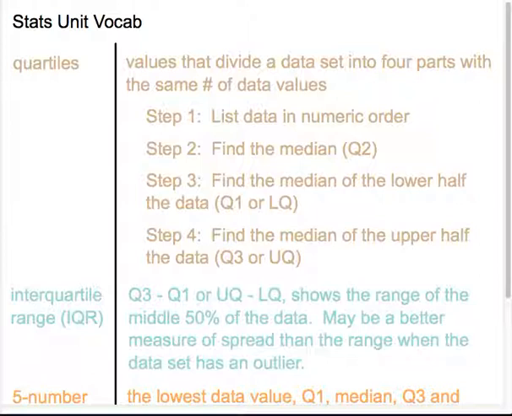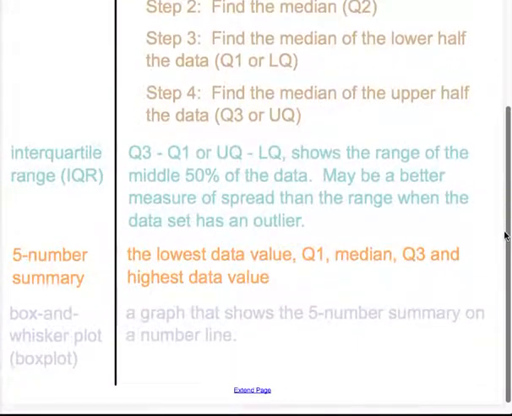There's also something called the interquartile range, and that is quartile 3 minus quartile 1. That's why I typically refer to them that way. You may also see them as the upper quartile or the lower quartile, which is what UQ and LQ stand for. And it shows the range of the middle 50% of the data. So if your data set has an outlier, this gives you a different look at the measure of spread, because an outlier will affect the range.